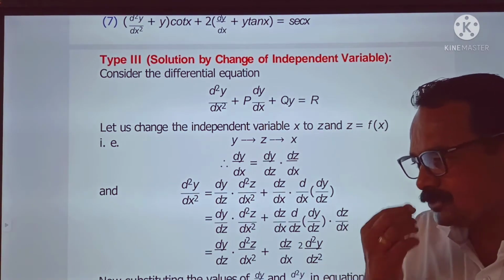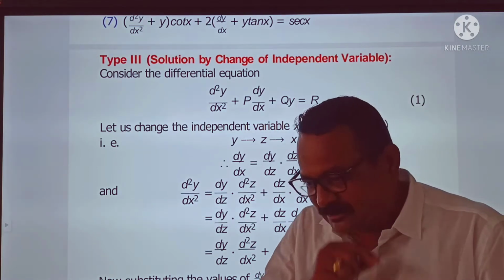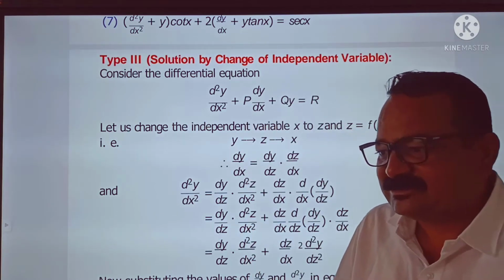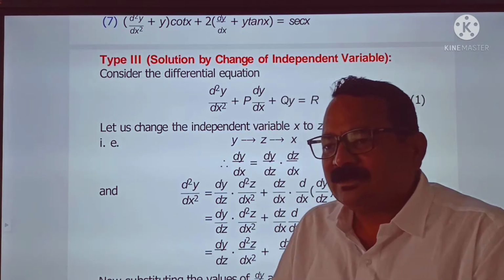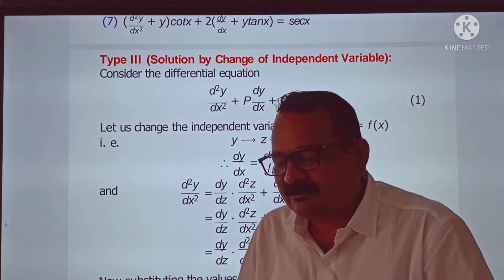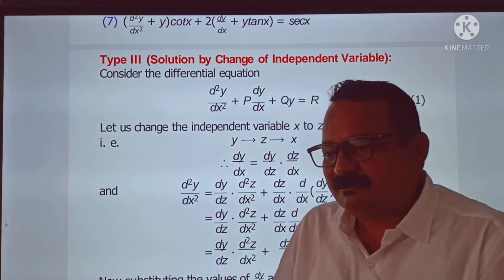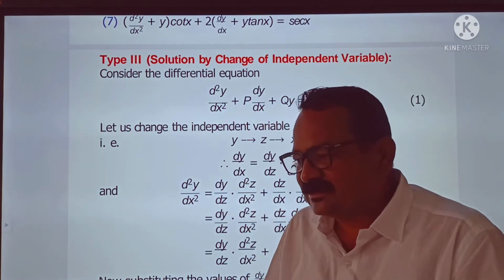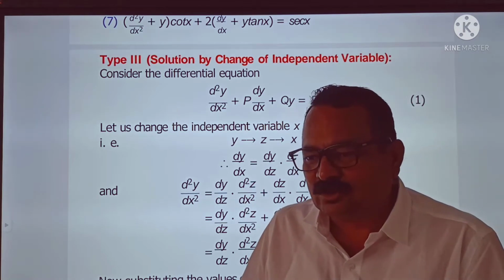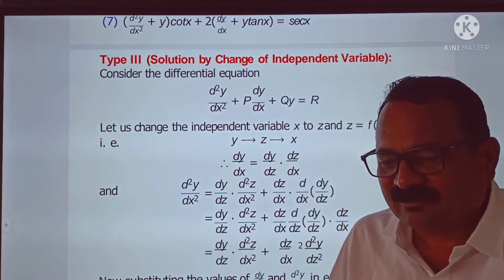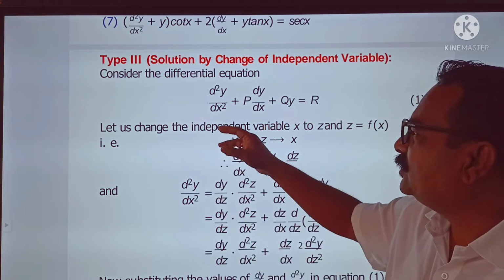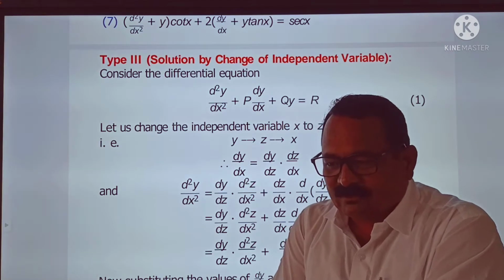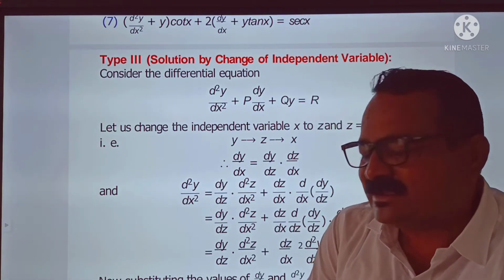There are four methods to solve a second order linear differential equation. First is when one solution is known, second is by change of dependent variable, third is by change of independent variable, and fourth is the variation of parameters. In the last lecture we have seen the first two methods. Just before starting the third method, by change of independent variable, we revise what we have completed from this chapter.